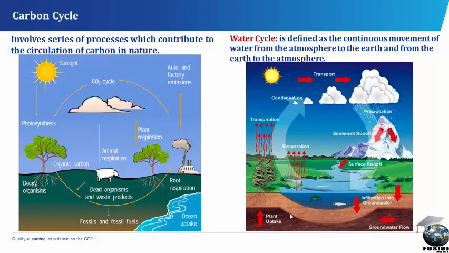Water cycle. Water cycle is defined as a continuous movement of water from the atmosphere to the earth and from the earth to the atmosphere. The atmosphere receives water through evaporation from oceans and lands, transpiration from plants, and through breathing or respiration by plants and animals. The land receives water through rainfall or precipitation, and also through infiltration and percolation.